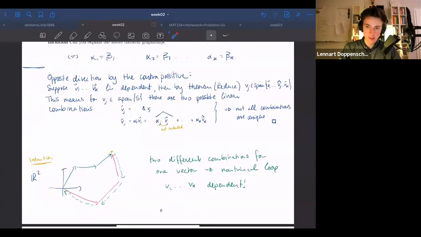If these were the same, then this loop would be trivial, because if you go one path and you go back the other, then that's the same as not going at all. So then they cancel.